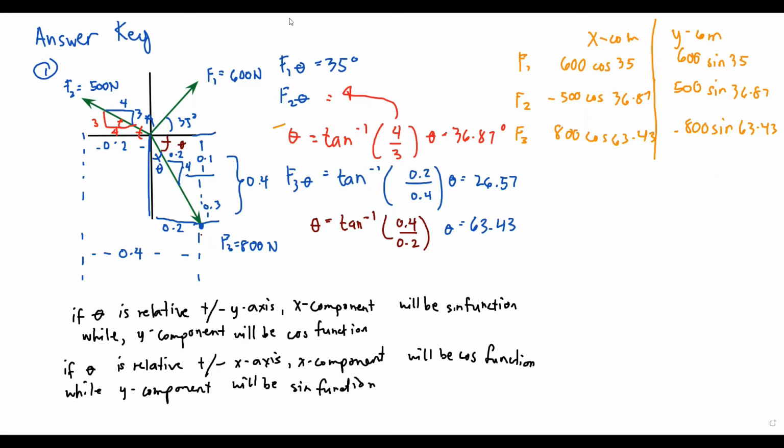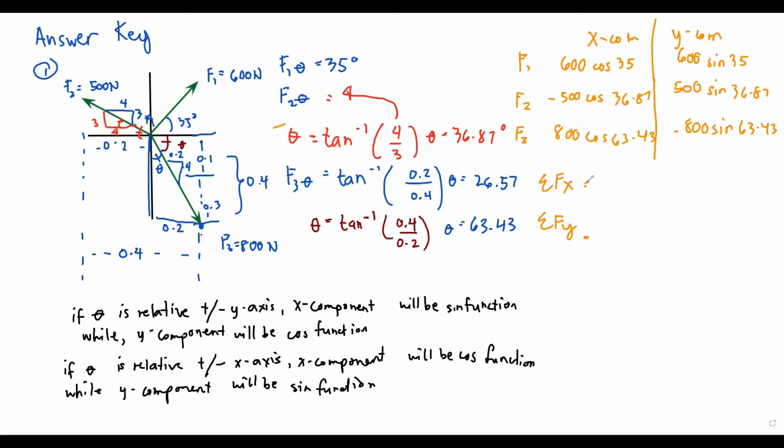So, the summation of Fx, the summation of Fy. Okay. So, let's solve. 600 cosine 35 minus 500 cosine 36.87 plus 800 cosine 63.43. Okay.